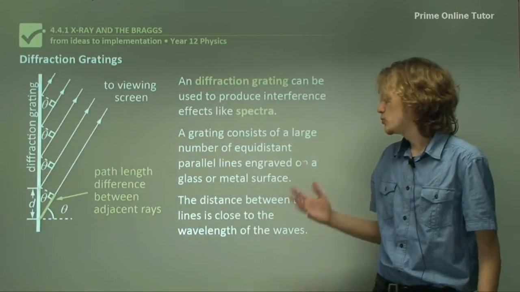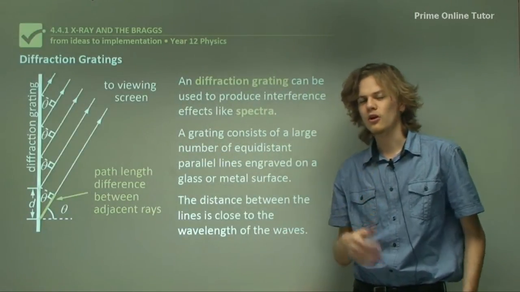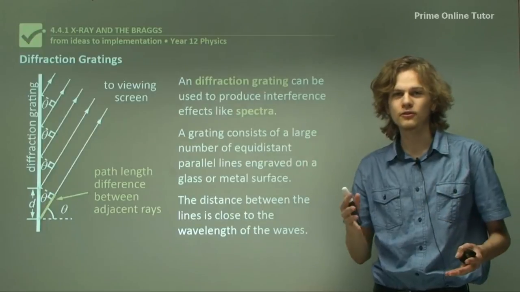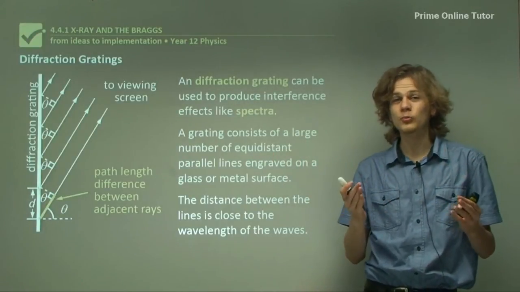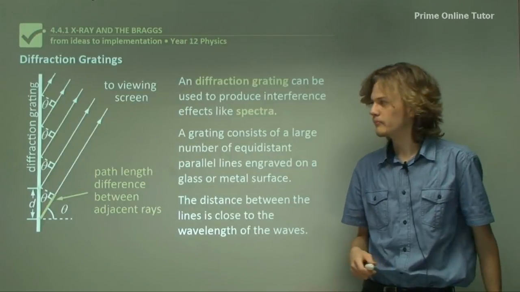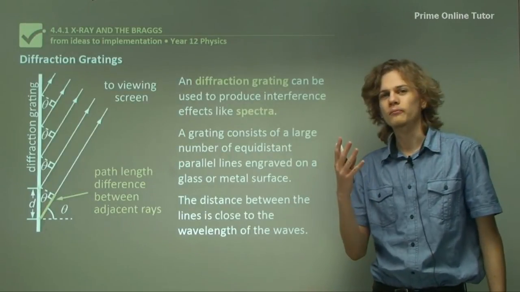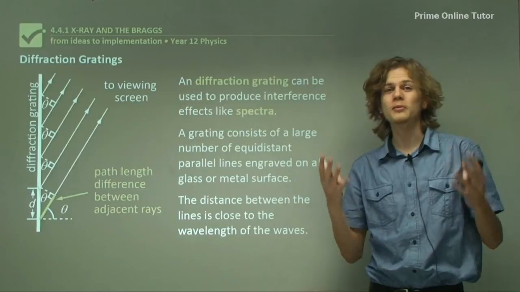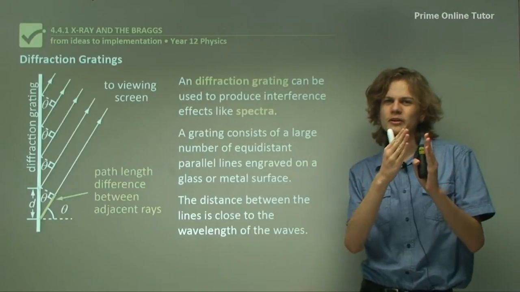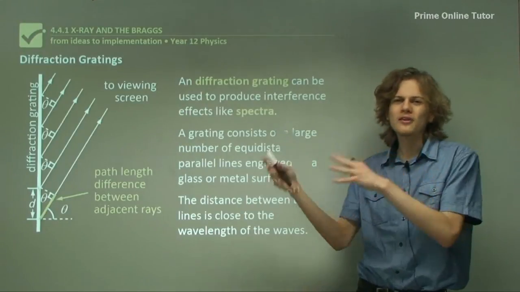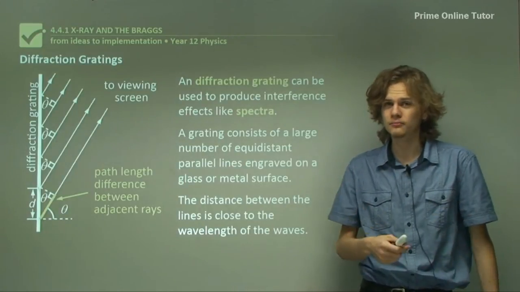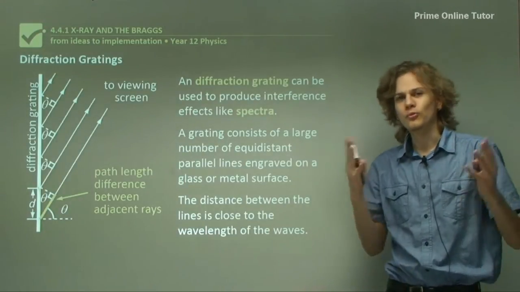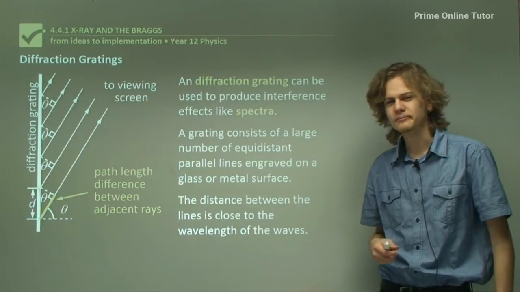So the distance between the lines is close to the wavelength of the waves that are being deflected from it. If they're too big or too small, then it's very, very hard to observe the diffraction effects. So obviously for a diffraction grating for a beam of light, you need the etchings to be on the order of the wavelength of light, which is about 500 nanometers. Tiny, but doable. So, diffraction grating for light.